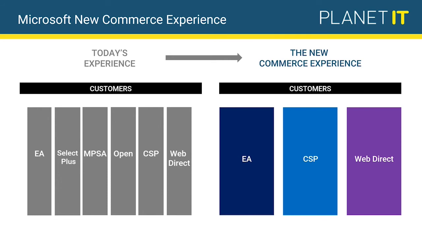We then have the CSP option, which is the monthly billing option where you work with an indirect partner, such as Planet IT, and we transact with Microsoft on your behalf. You leverage the discounts that we get because we offer the services to multiple customers. And then you will still have the Web Direct option with a key change. The Web Direct option is going to be there for customers who cannot get onto a CSP agreement because of credit concerns or being unable to transact through a partner.